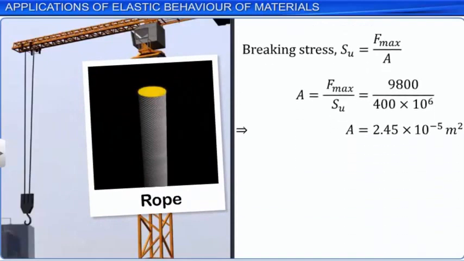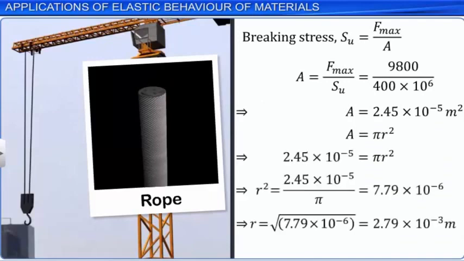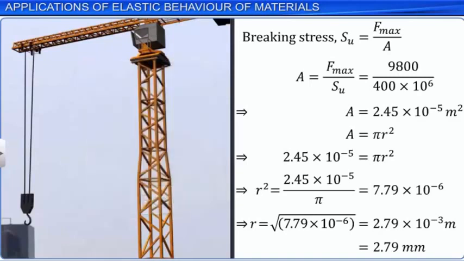In practice, a large margin of safety is provided and thus a thicker rope, say of about 8 millimeters, is recommended. It is also found that a collection of thinner wire strands, when compacted together, make the rope stronger than a solid rope of the same cross-section. That is why crane ropes are made of several strands instead of one.